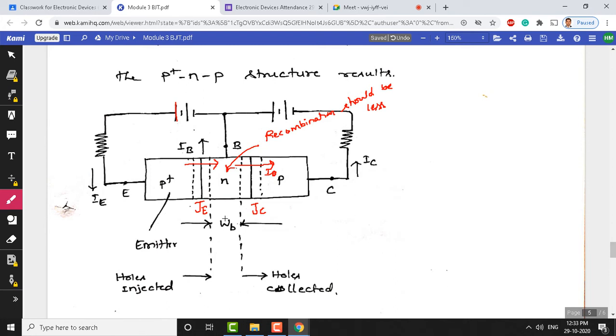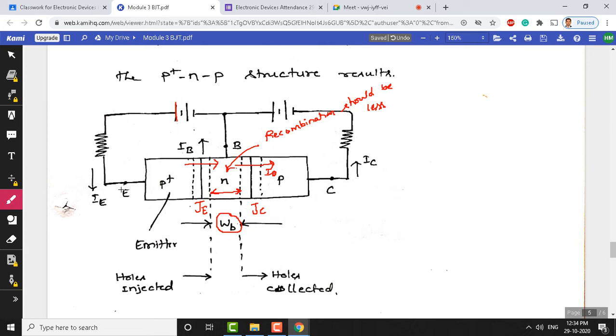Okay. And one thing to pay attention to is this WB. We will discuss more about this. WB is nothing but the length of the base region here. This length should be as small as possible, because if you make this length wider, you are giving scope for more recombination here. That means holes injected here will get recombined here, which causes the base current, and a very small number of holes will reach the collector, which causes the collector current.